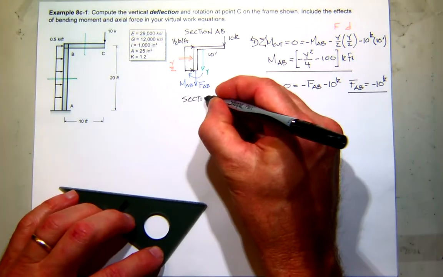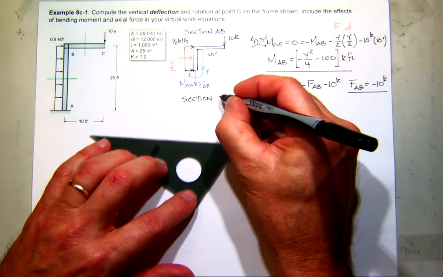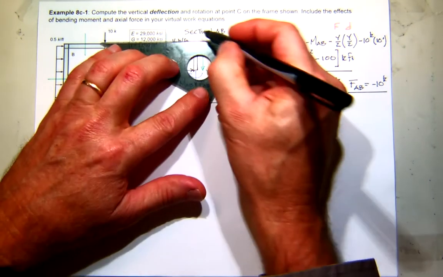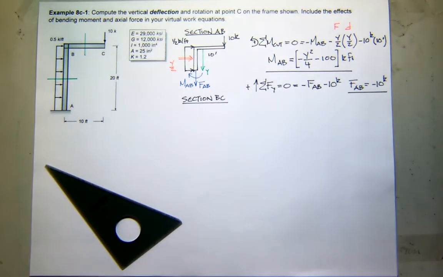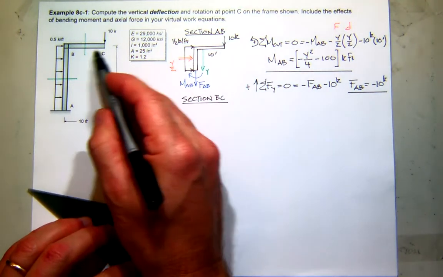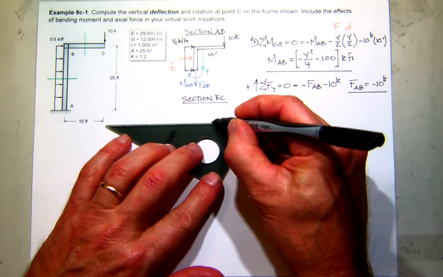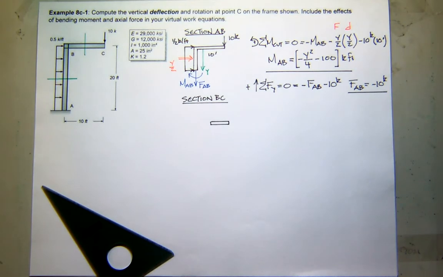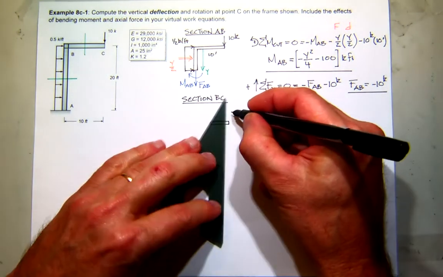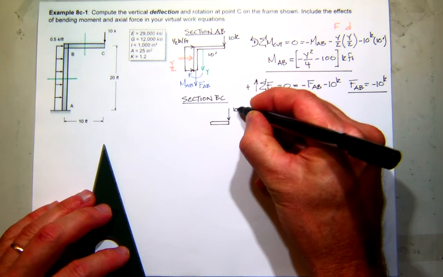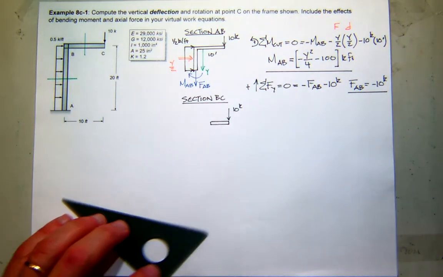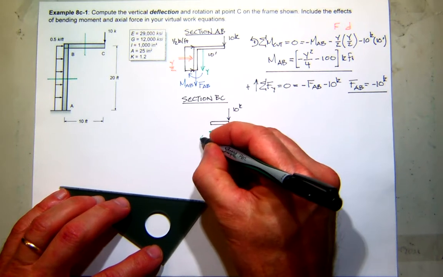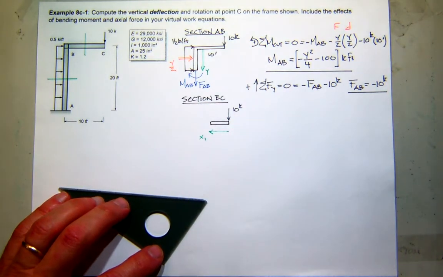So now I can come back. Sorry, I got it kind of jammed in here. So let's look at the section from B to C. I'm just going to do this little end piece. And what do I have at the end? I've got my 10 kip force again. And I'm going to call this distance from left to right x1.